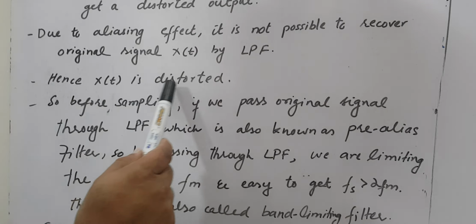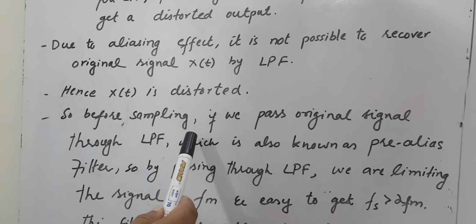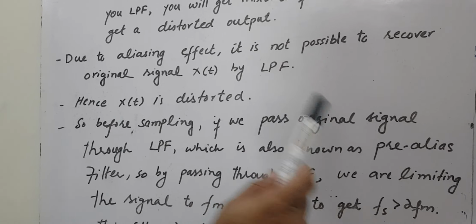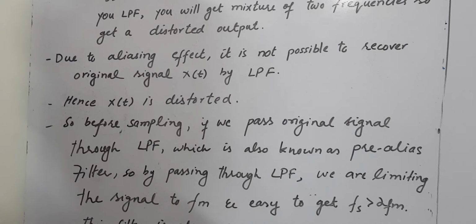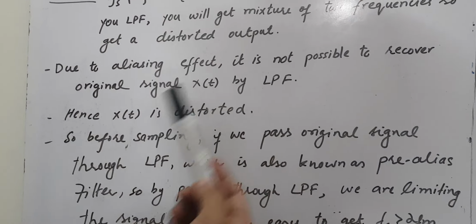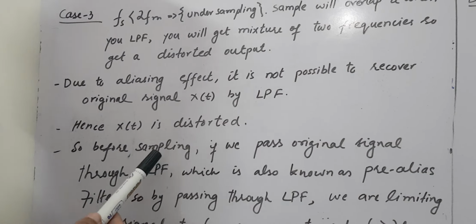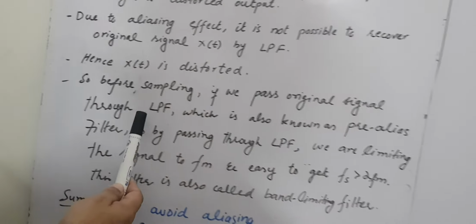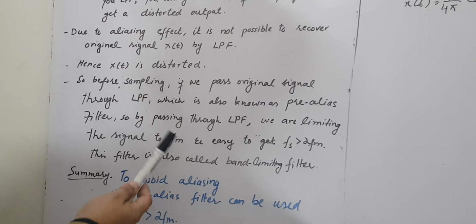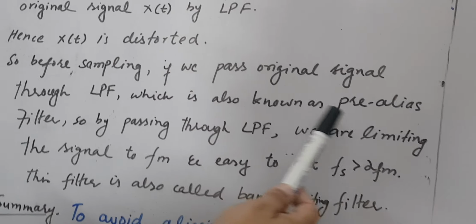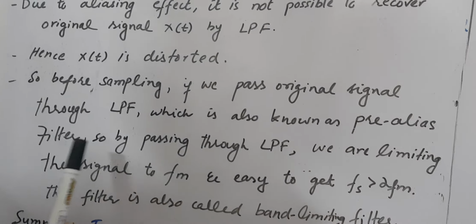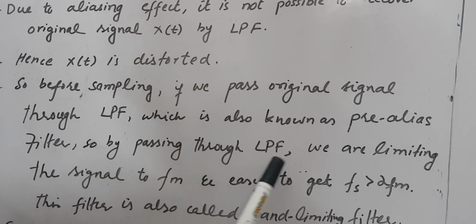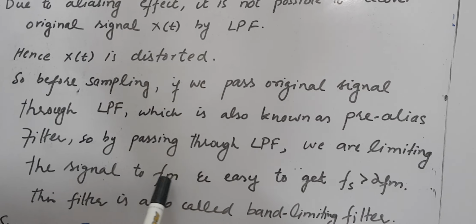your message is distorted. If you want to overcome this effect, this is the solution: you can pass your original signal through a low pass filter before sampling. This filter is also known as a pre-alias filter.